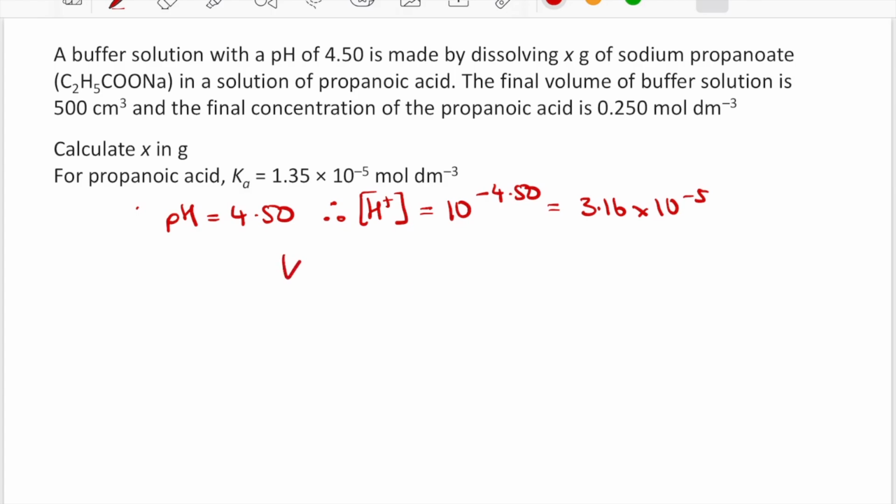Again, we should write our Ka expression and do it without messing around with it first. So we do the standard Ka expression. This time it's propanoate over the propanoic acid. Oops, sorry about that.